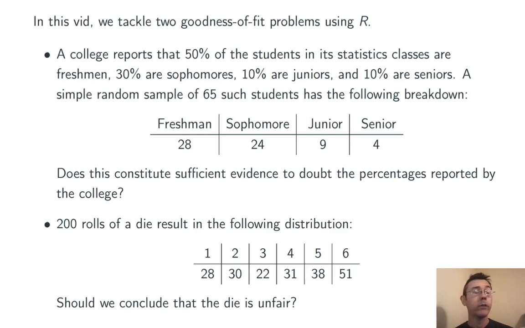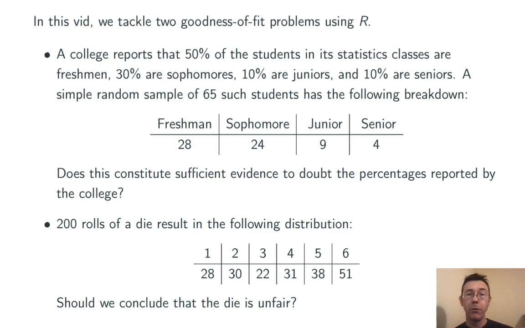A college reports that 50% of students in its stats classes are freshmen, 30% are sophomores, 10% are juniors, and 10% are seniors. A simple random sample of 65 such students has this breakdown. This does not work out exactly to 50%, 30%, 10%, and 10%. But does that constitute good evidence that the college's percentages are wrong? Or are those differences potentially just due to random variability in our sample?